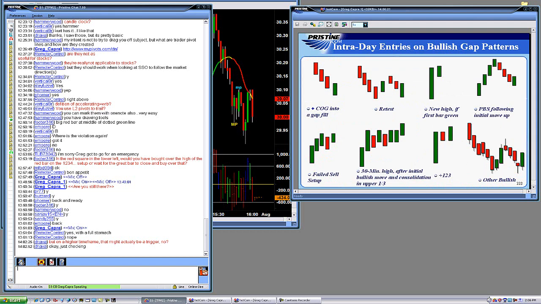Here are examples of what we just went over, right? Entries for bullish gap patterns on a daily. And things, again, will set up in different ways on different days. So this gives us our guidelines. Then we'll use our bar-by-bar analysis to tell us exactly what's happening, and whether to enter.